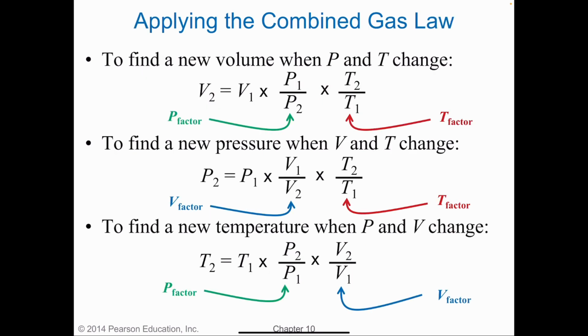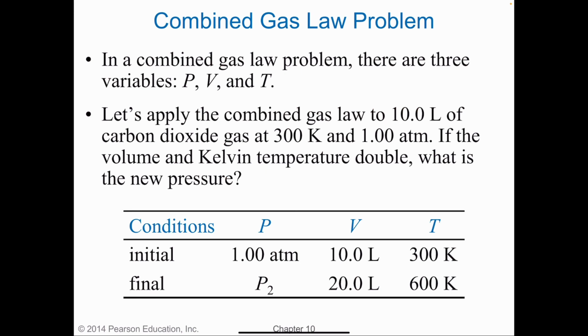So these are our setups. Let's say, for example, they asked, what's the new volume? If the pressure changes and the temperature changes, then that is how you would set it up. If they wanted a new pressure, because the volume changed and the temperature changed, you would set it up that way. And if they're asking for the new temperature because the pressure changed and the volume changed, then that is your setup for the third scenario.